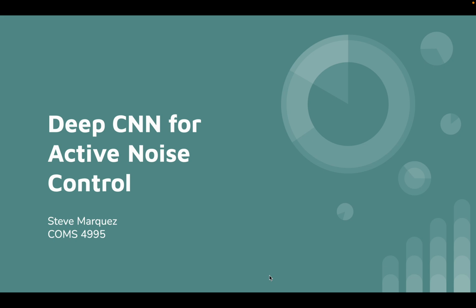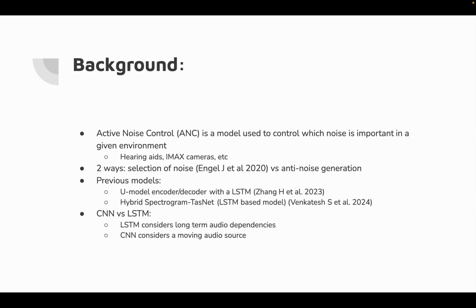For this course, I'll be exploring convolutional neural networks for active noise control. Active noise control, or ANC, is a physical model used to control which noise is important in a given environment. This physical model uses two microphones: the primary microphone, which takes in the audio source, and the secondary microphone that analyzes this audio source and produces an anti-noise signal, which is used in combination to dampen the noisy environments and amplify important auditory signals.